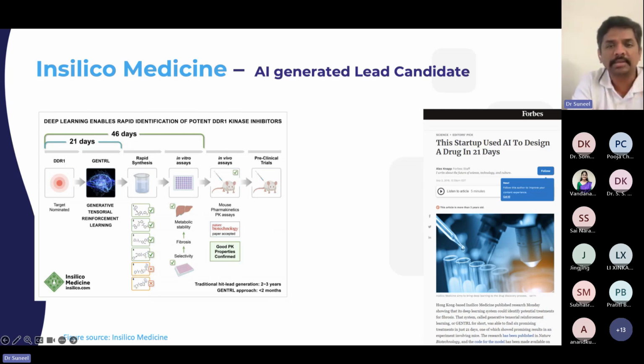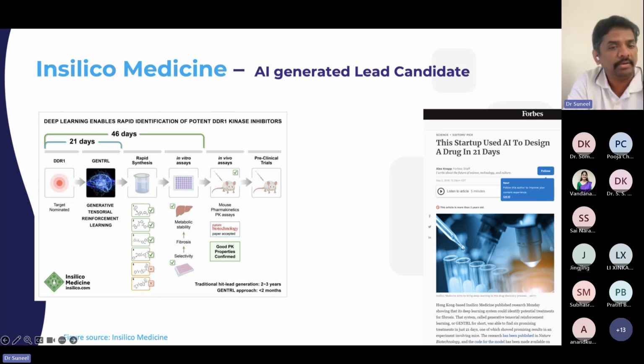Here, Insilico Medicine is one of the well-known startups in artificial intelligence, where they use generative AI, simply called a generative tensorial reinforcement learning algorithm. They trained this algorithm on their kinase data set and the targets of their interest, and they generated ideas from the generative AI. Based on the generated ideas, they further processed and docked those compounds and looked for similar ones in the commercial compounds. They synthesized and tested very few compounds.